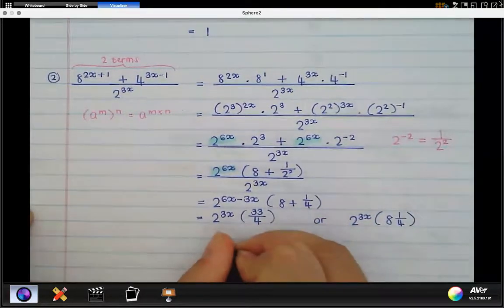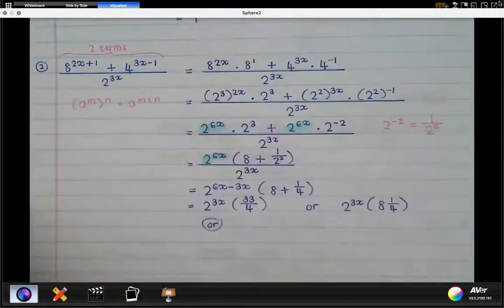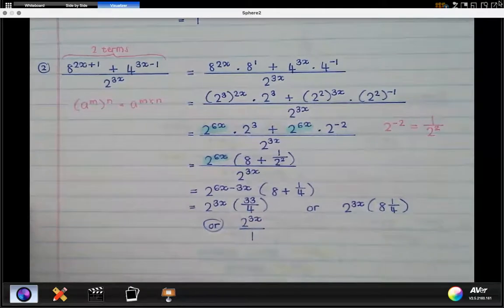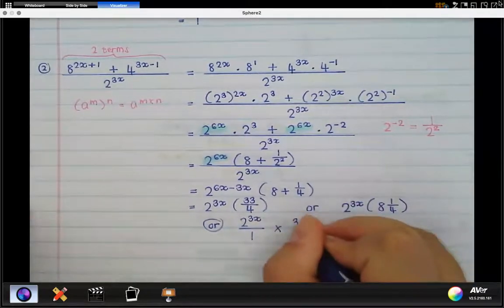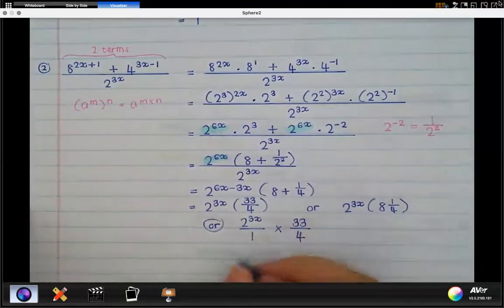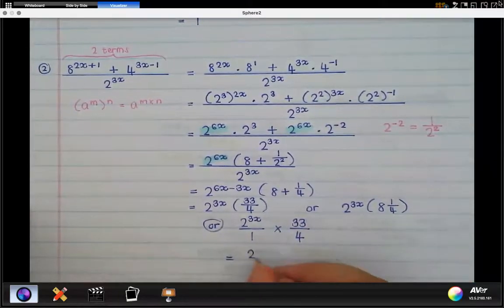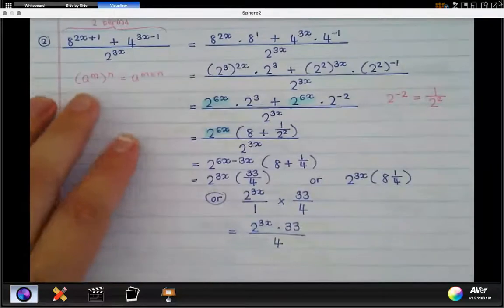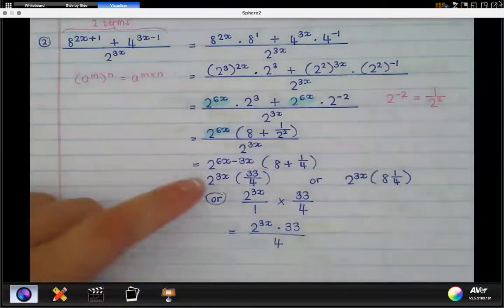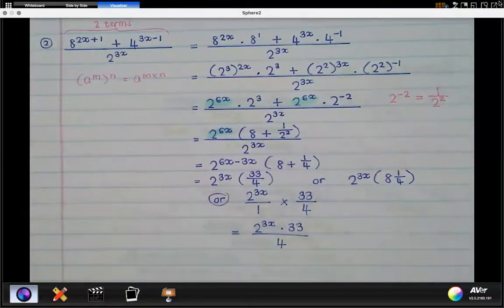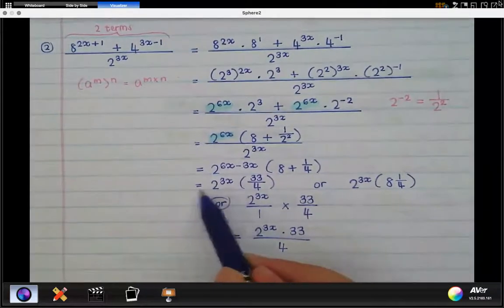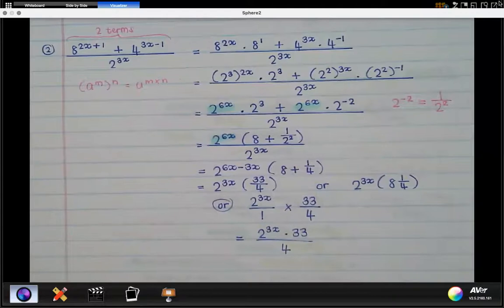If you want to write this all in one fraction, right? You could rewrite it like this. You could say that 2 to the 3x is 2 to the 3x over 1. And this second fraction that we have is 33 over 4, which you could then just write as 2 to the 3x times 33 all over 4, if you wanted to, but you don't have to. All right. But I know that some people probably don't like leaving it like that. So you could write it as one fraction just by multiplying the numerators and multiplying the denominators. But guys, this is a perfectly fine final answer.